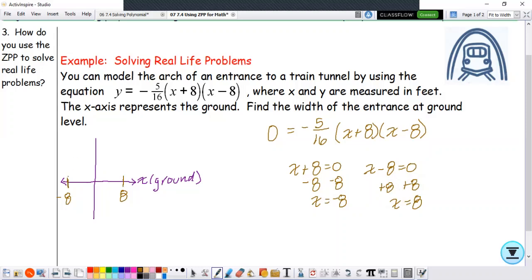What we need to find is the distance between them. Well, this is 8 feet, and this is also 8 feet. It's just going in the negative direction. So if I want the distance, remember, distance is just the difference between the largest value and the smallest value. I can say that it's going to be 8 subtract -8, and the distance is going to be 16 feet.